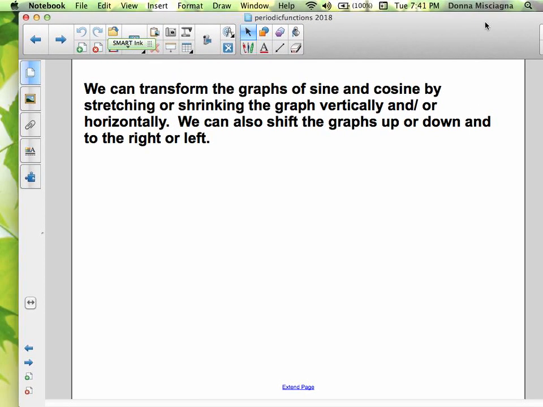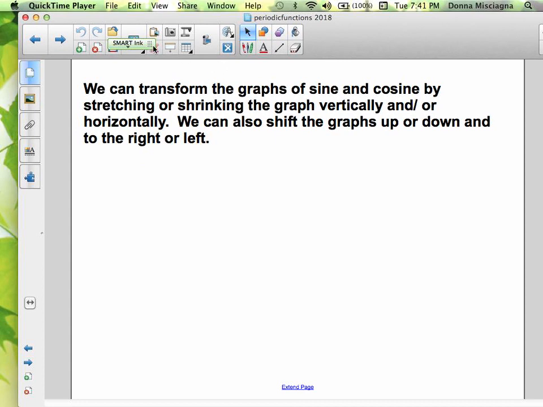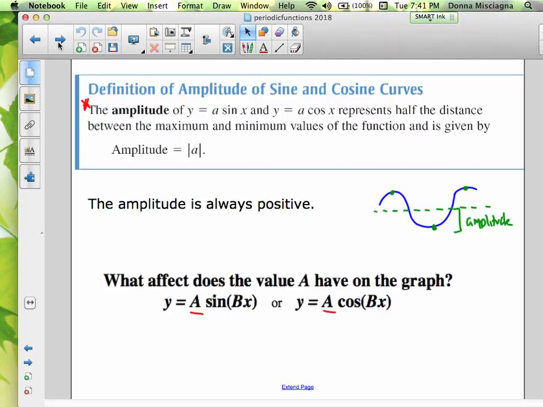Welcome to graphing sine and cosine functions. So we can transform the graphs of sine and cosine by stretching or shrinking the graph vertically and/or horizontally. We can also shift the graphs up or down and to the right or left. So we're going to learn some things about changing the graphs of sine and cosine.